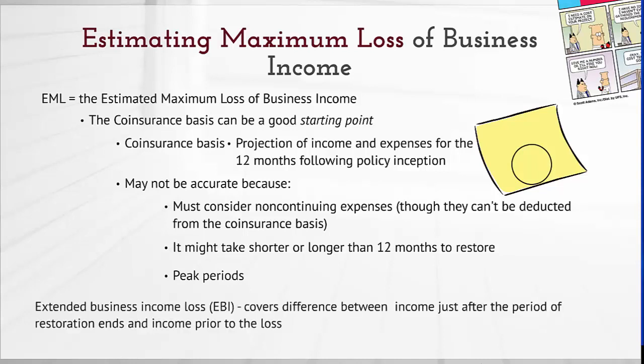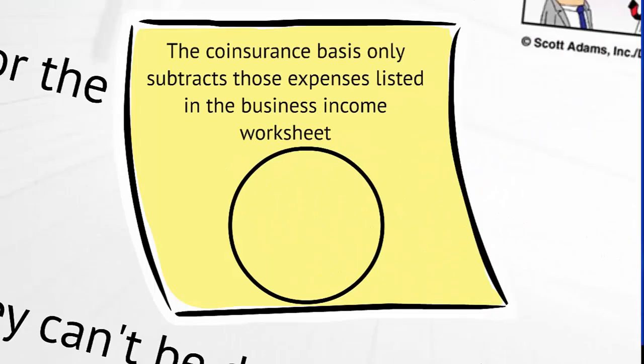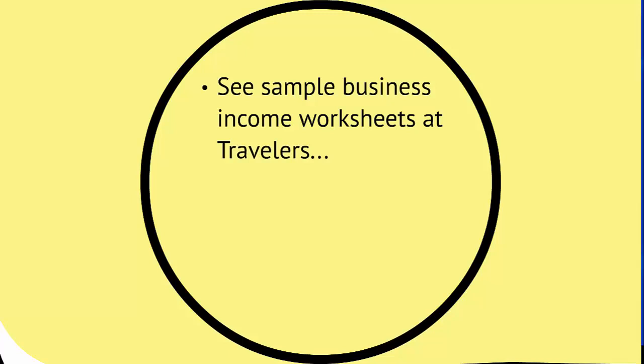You can purchase extended business income loss coverage, which covers the difference between income just after the period of restoration ends and income prior to the loss. You automatically have 30 days, but it can be extended with extended business income loss coverage. Another thing to know about the coinsurance basis is that it only subtracts those expenses that are listed in the business income worksheet. Every insurance company will have their own business income worksheet.